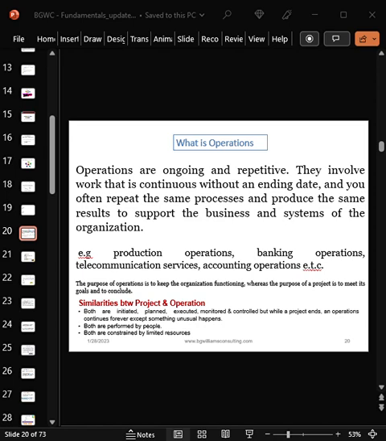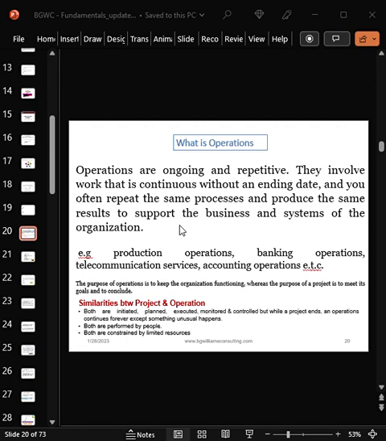Okay. So you are narrowing us to the different angles or aspects where we can actually understand the operation. That's also very cool. But take note, if you look at this definition, I said that they involve work that is continuous without an end date. But now take note, operation is to support the business system of the organization.